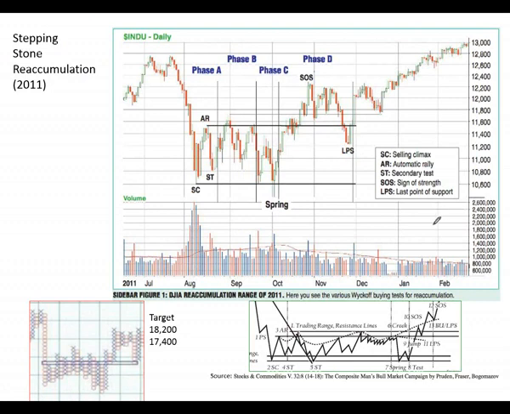Okay, so here you can see that it already has a dramatic sign of strength where it jumps. Some people consider this to be a mini bear market, and the break that we had culminated in a selling climax and an automatic rally. It's a pretty dramatic decline, and the volume is very high. And then you have a really nice spring that comes over in October.